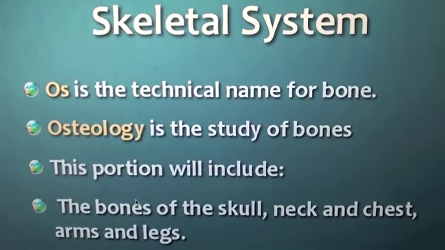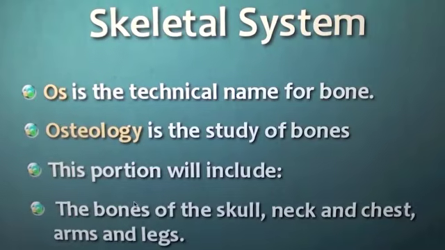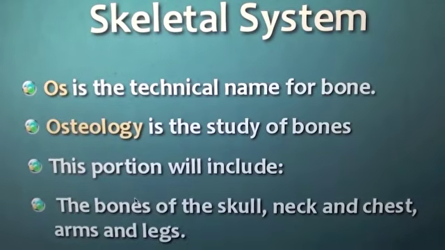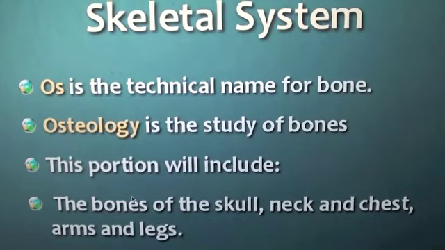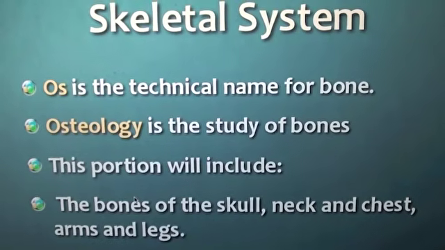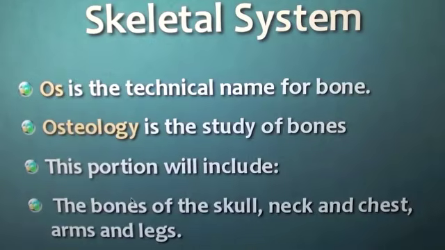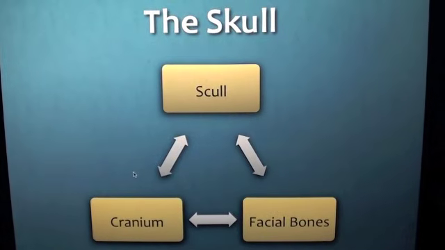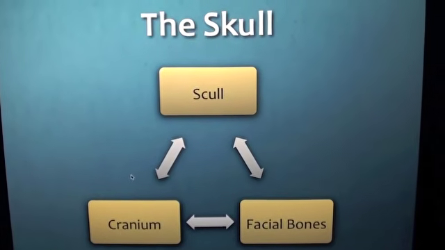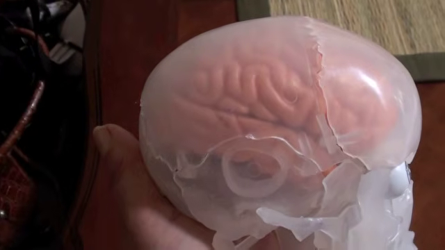Skeletal system. Os is the technical name for bone. Osteology is the study of bones. This portion will include the bones of the skull, neck and chest, arms and legs. The skull is divided into two parts, cranium and facial bones. Cranium.